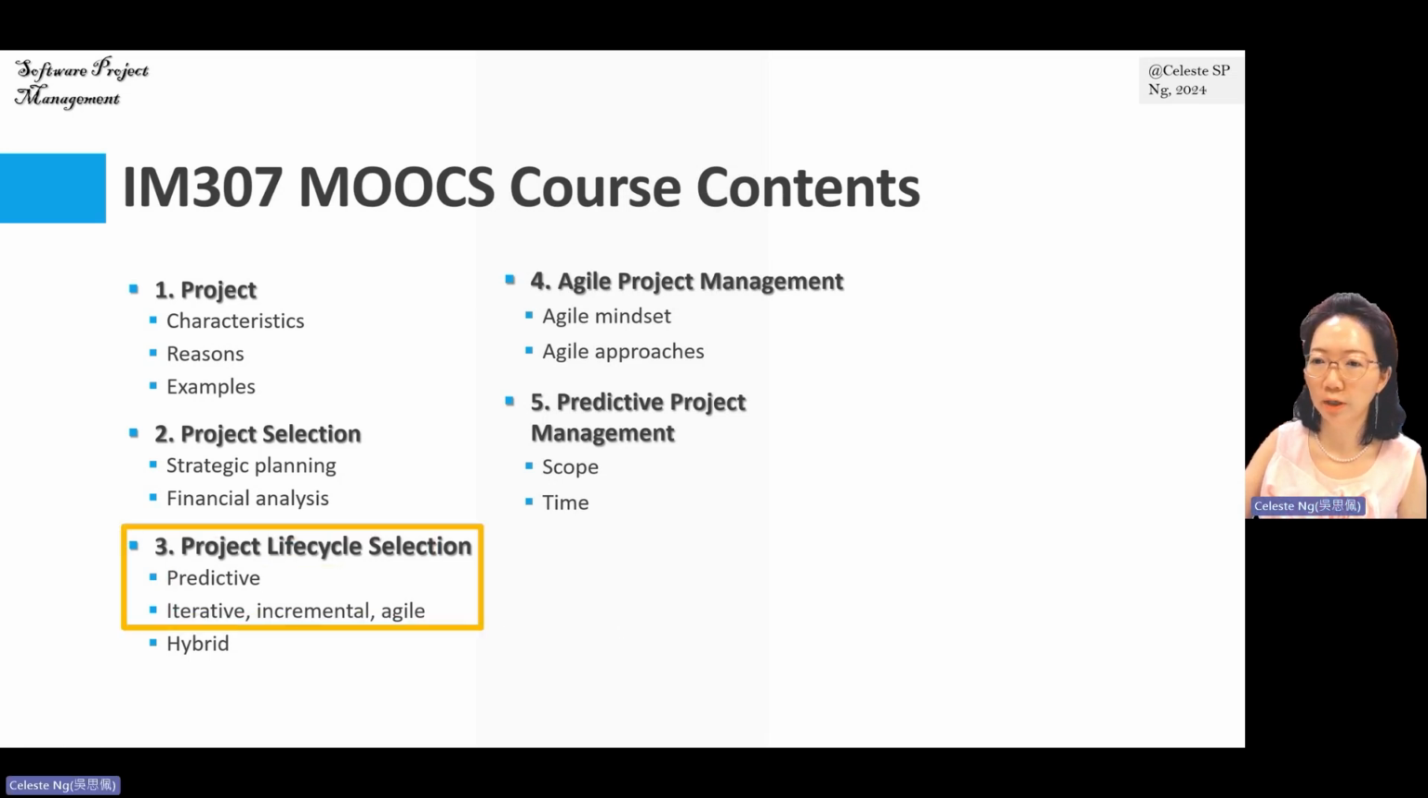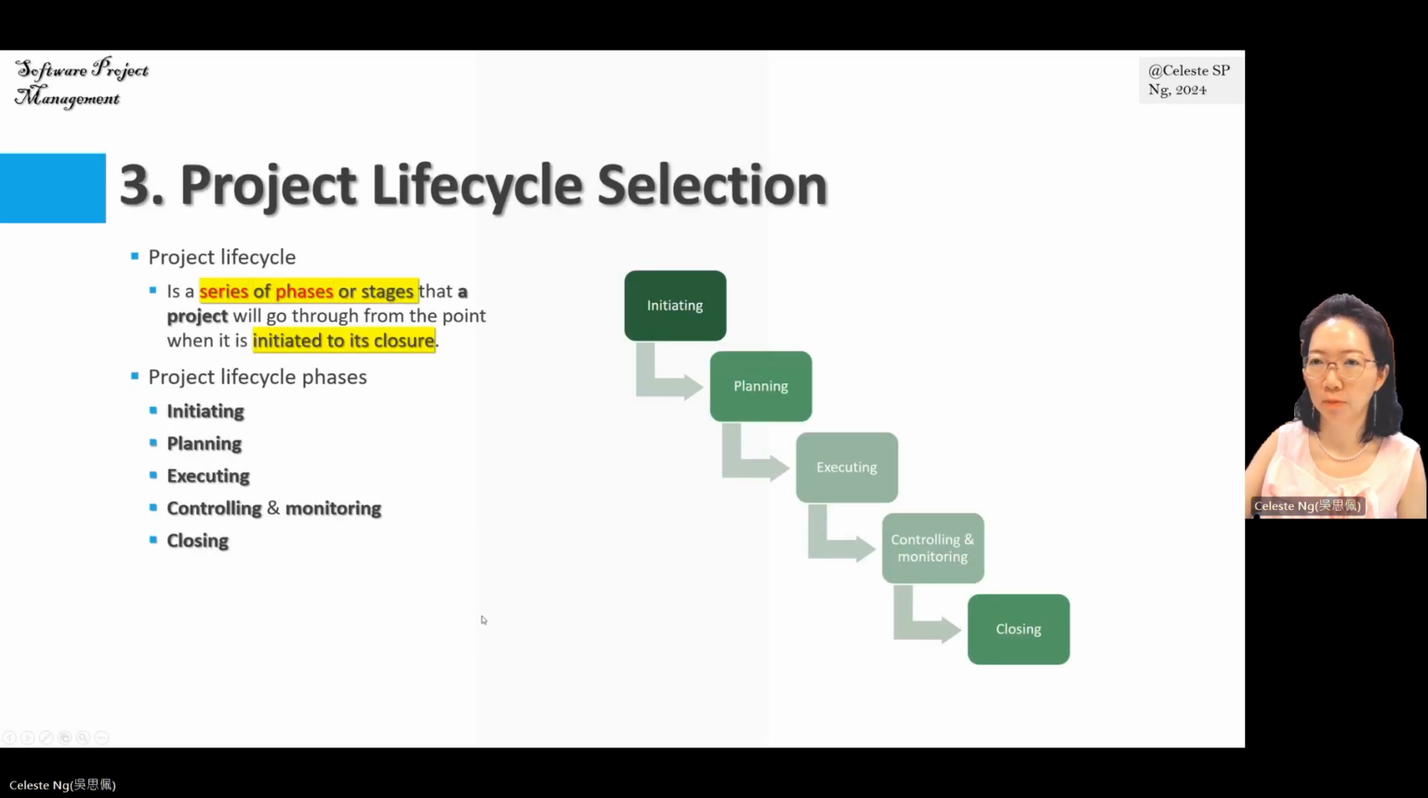Here we are going to look at section 3, which is about project lifecycle selection. So what is a project lifecycle? A project lifecycle is a series of phases or stages that a project will go through, from its initiation until its termination or closure. Typically, a project lifecycle consists of 5 stages.